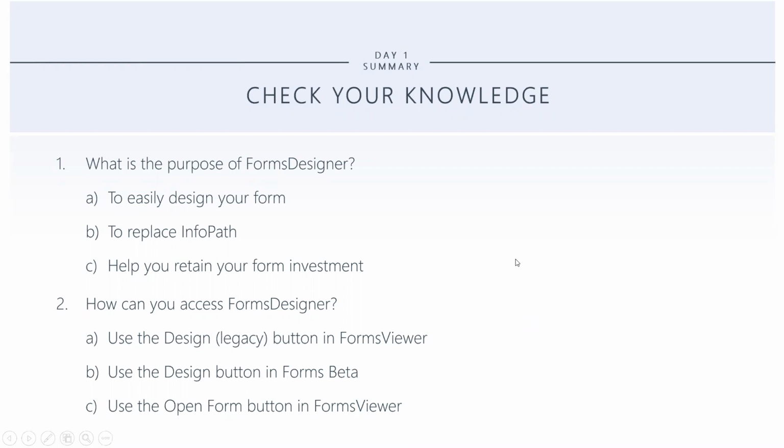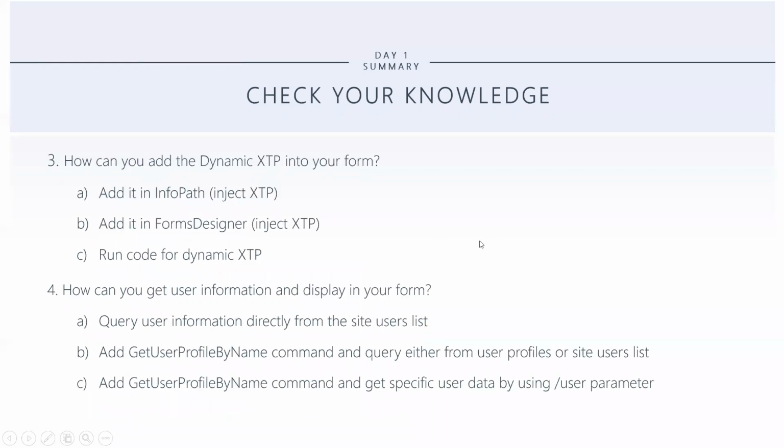All right, moving on to the next slide. How can you add the dynamic XTP into your form? We're missing Joe now and Scott. Okay. Nicole, would you like to answer that? A. Add it in InfoPath by injecting the XTP. Thank you. And yes, we can definitely use InfoPath.